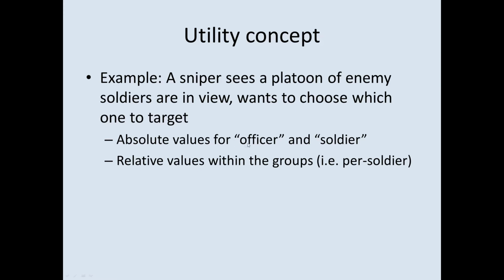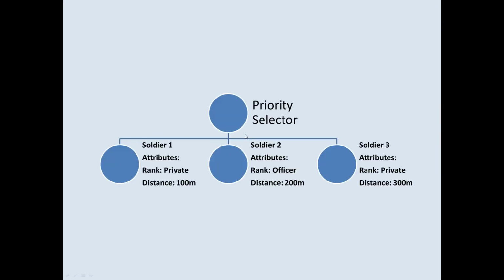So imagine that we're choosing which soldier to shoot. Imagine there's no officers left and we want to choose which soldier. Well, those are relative within groups, based on some other value. So let's take this kind of setup as an example, right? We've got to choose which of these guys we want to shoot. This is our choice: which enemy to shoot at.